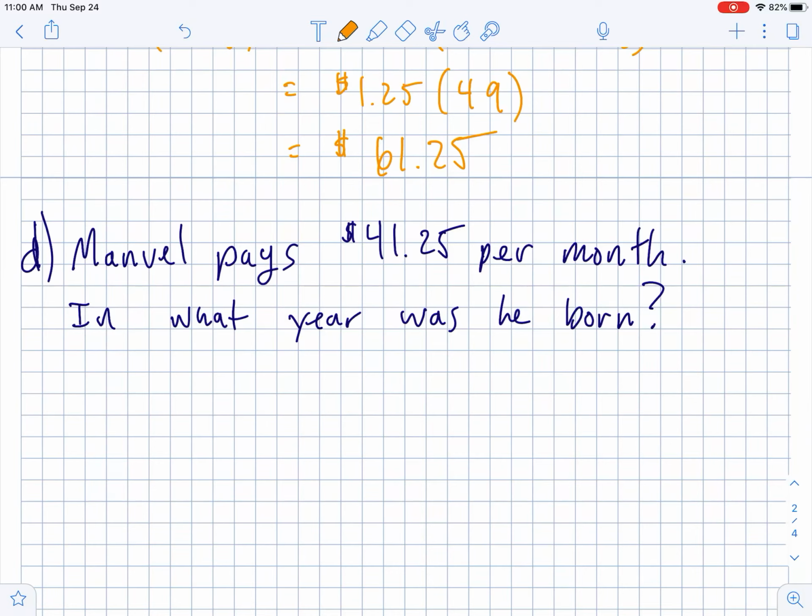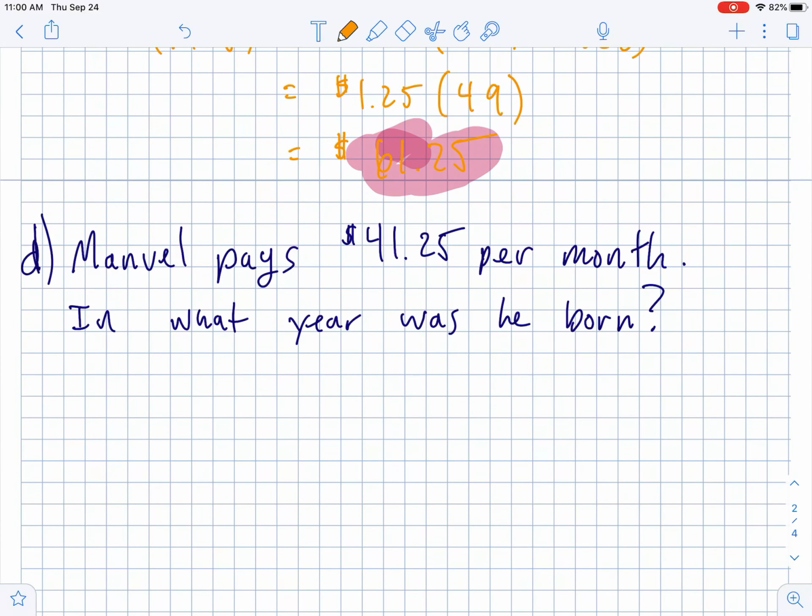Now, Manuel pays $41.25 per month. In what year was he born? Well, first of all, he's not paying $61.25, so I can tell you that he's not 49. He's going to be under 49. They are giving us an output of the master function. So, $41.25 equals $1.25 times 2017 minus n.